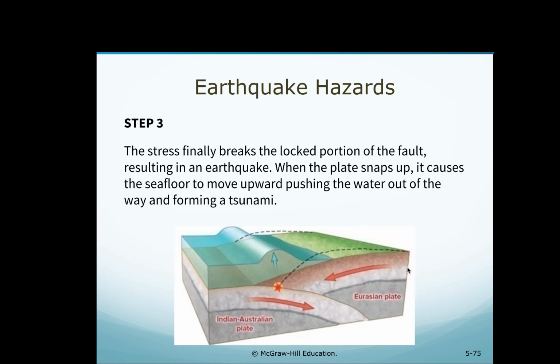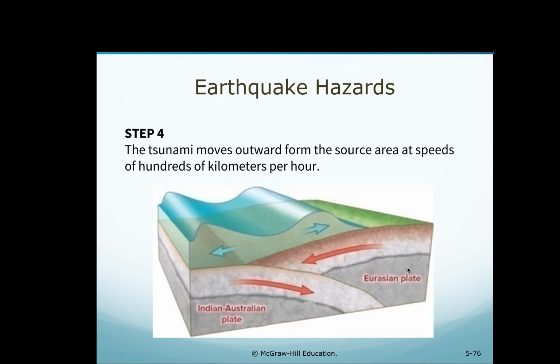The stress finally breaks the locked portion of the fault, which results in an earthquake. When the plate snaps up, it causes the seafloor to move upward, pushing the water out of the way and forming a tsunami. The tsunami moves outward from the source area at speeds of hundreds of kilometers per hour.